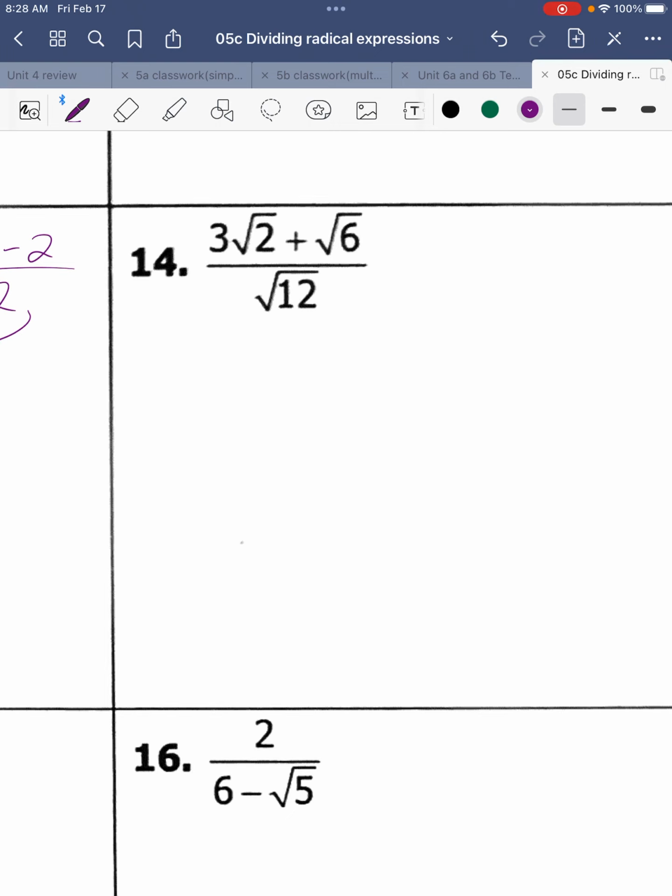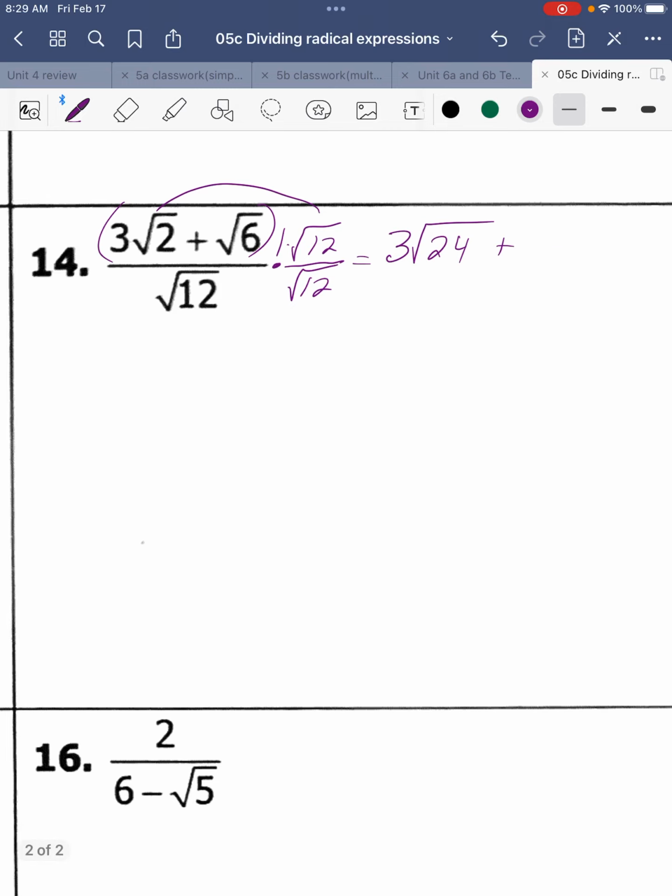The next problem, I would not use the quotient rule. You can do some simplifying there, but it will end up being very haphazard, like it just won't work out very nicely. So I'm actually just going to multiply by the square root of 12, the denominator. We have a binomial in the numerator we need to distribute. So remember, you have a 1 as a coefficient out in front of the square root of 12, so 3 times 1 is 3. 12 times 2 is 24.